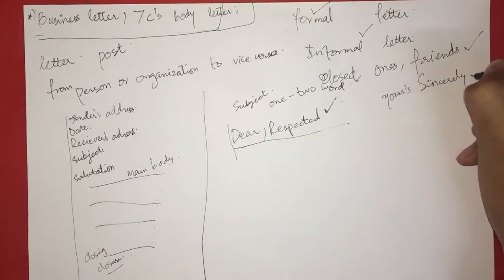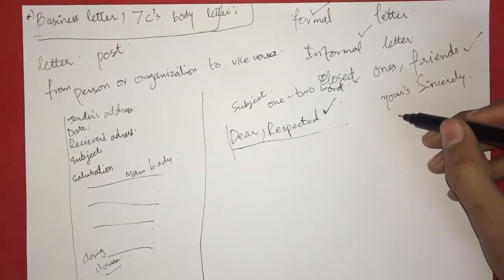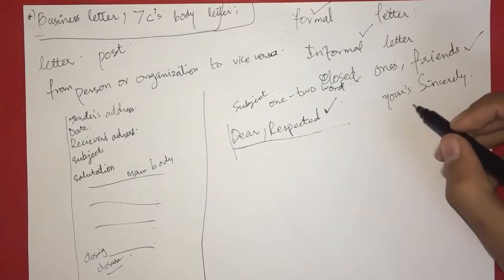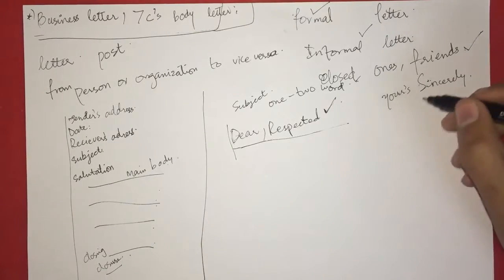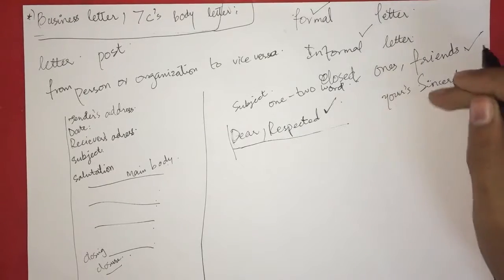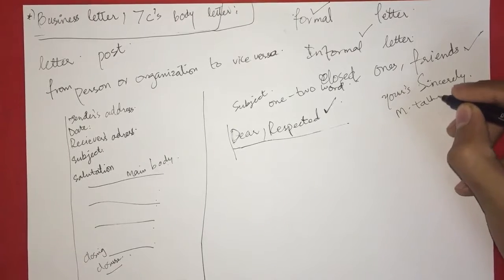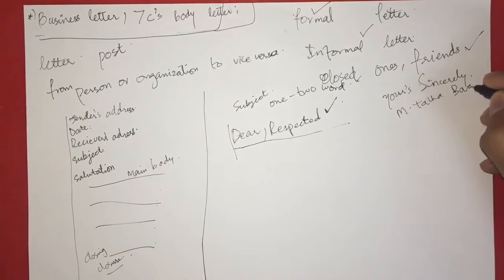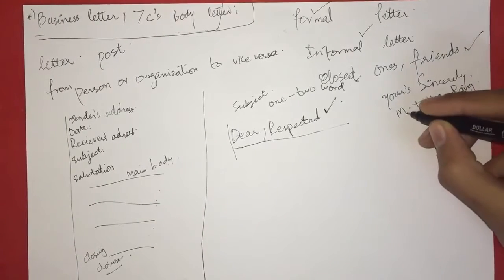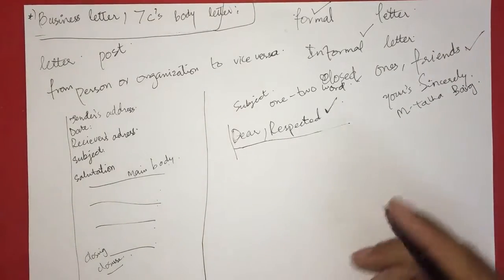Yours sincerely, and then you have the signature, or in some letters you have the name. So it's either you can sign here, or you can write just your name. For example, I can write my name down here, so this will be the ending of the letter.